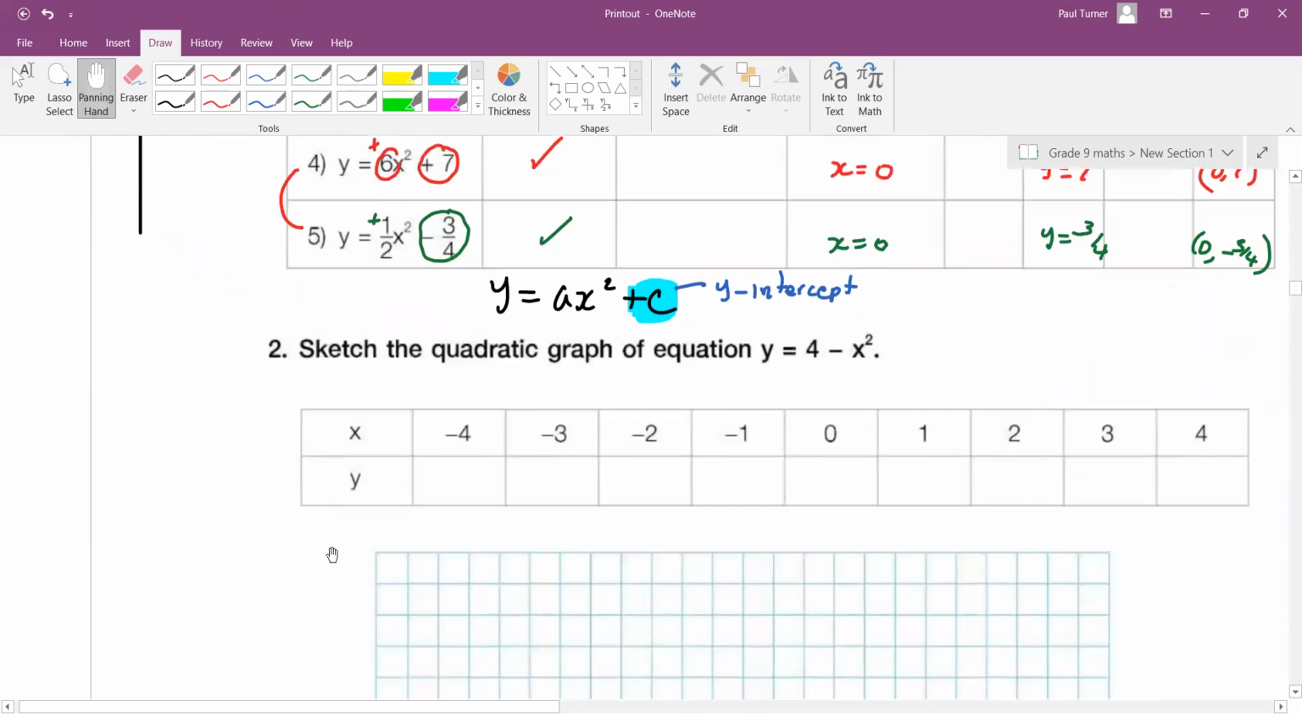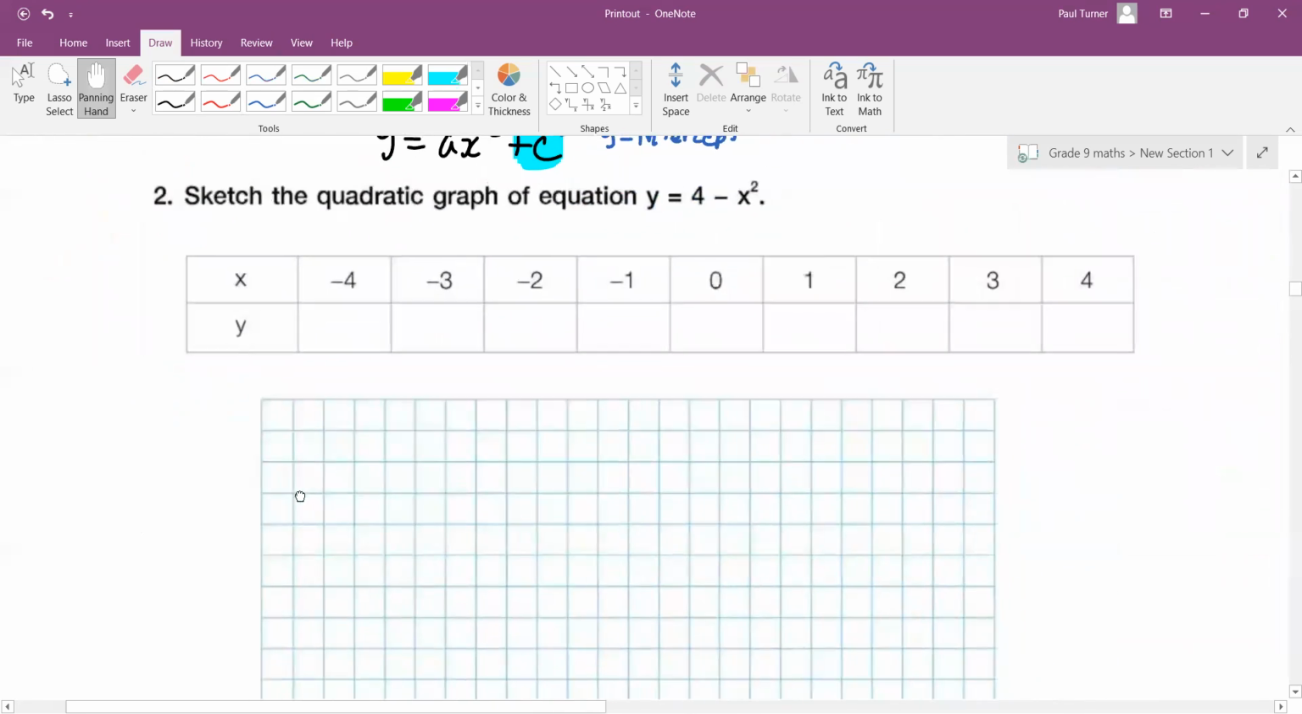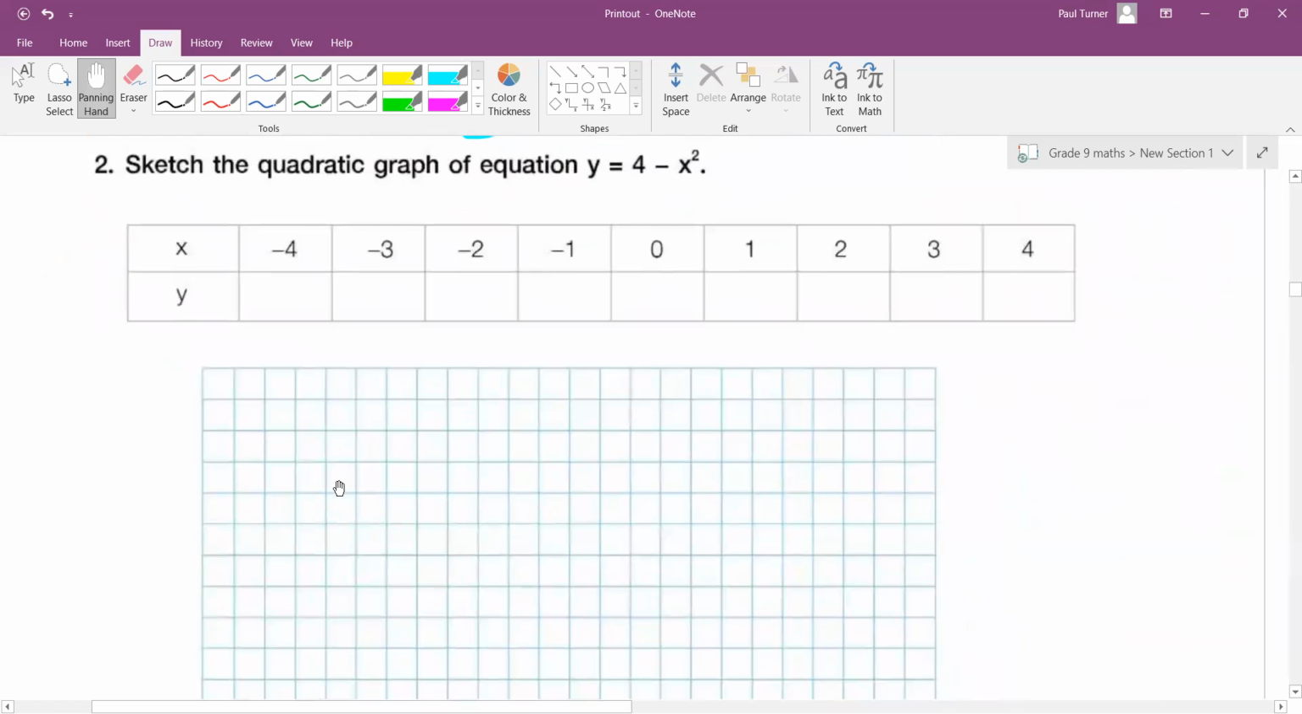So we might graph this one. I'll give you a minute. For question 2, if you're just working in a notebook, just make a table. And remember, be careful with these numbers here. If you're doing -4, you're going to have y equals 4 minus (-4) squared.